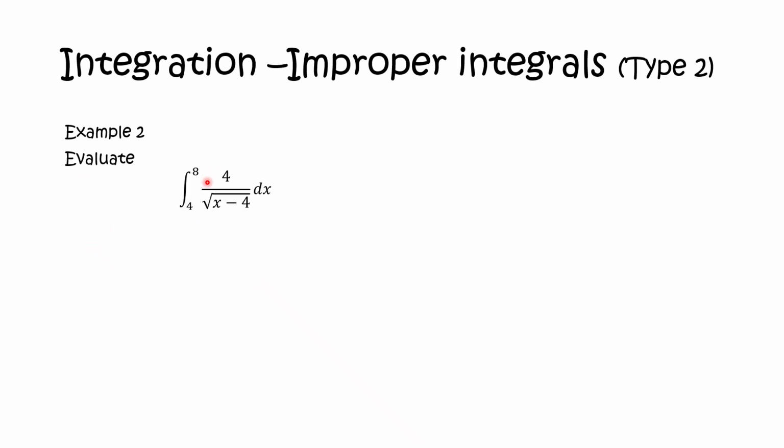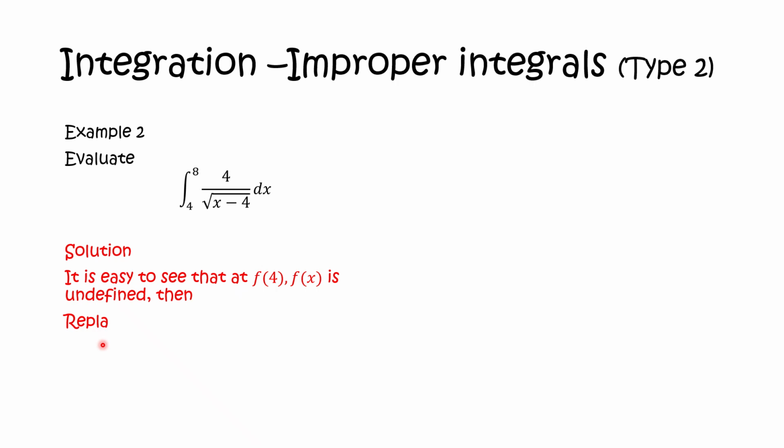Evaluate the integral from 4 to 8 of 4 divided by the square root of (x minus 4) dx. So the solution, we need to try out the two limits. As we substitute for x with 4, the lower limit, we can see that we have a 0 in the denominator. And we cannot have a case where we divide by a 0. Otherwise, f of x becomes undefined. So in this case, we have an improper integral of type 2. Then we use the approach that we have outlined before.